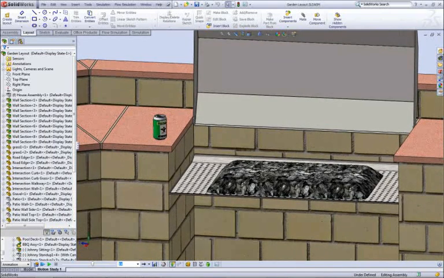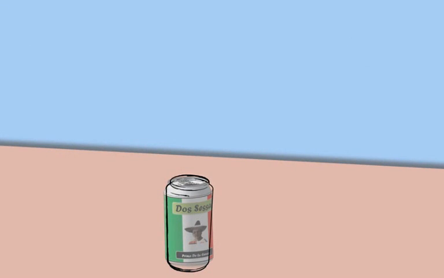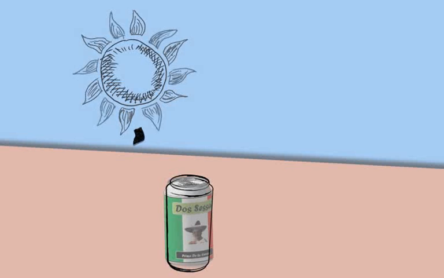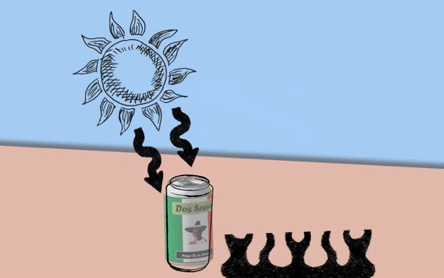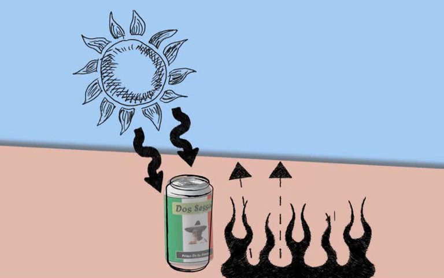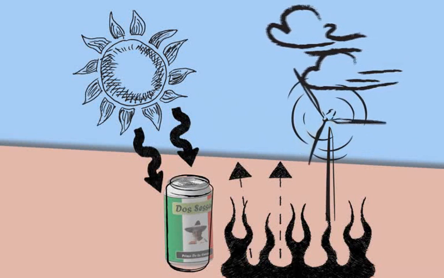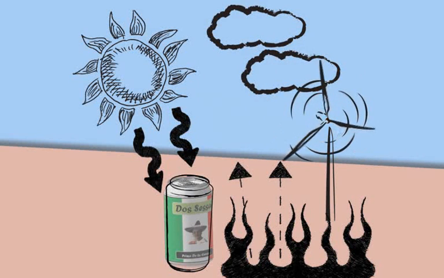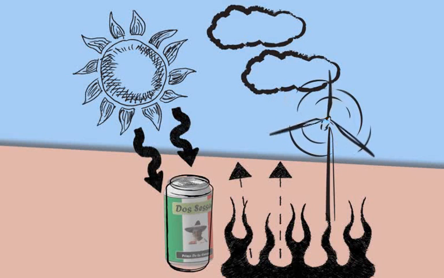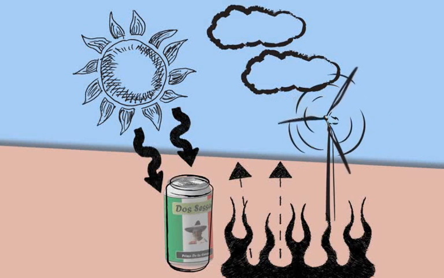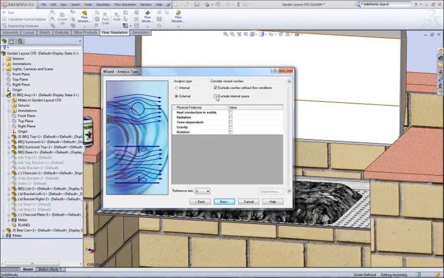A great way to understand a problem is to draw its free body diagram. The temperature of the can is affected by direct sunlight, the heat from the grill, and the breeze passing over the grill and onto the can. And we also have to consider the materials of the beer can, the grill, and the starting temperature of the beer. Using SolidWorks to solve our problem is very straightforward.